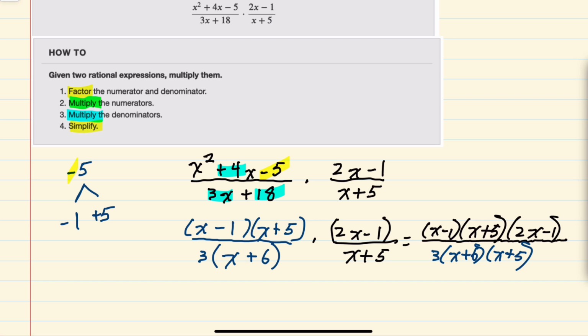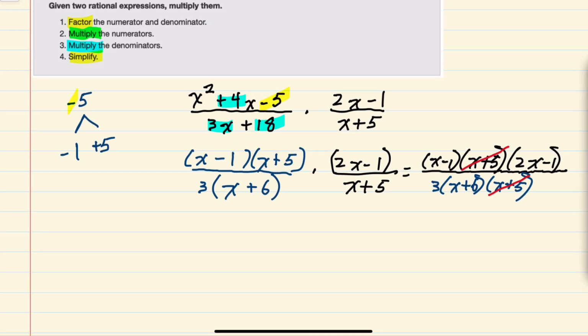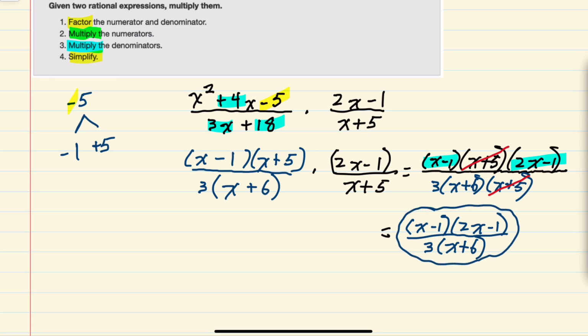Lastly, we're told to simplify. And since everything is factored, I'm looking for any factors that might cancel. And here I can see that I have an x plus 5 in the numerator and an x plus 5 in the denominator. Those will cancel. And so what I'm left with here, now that I've done all of this simplification, is in the numerator, I have the x minus 1 and the 2x minus 1. And in the denominator, I have the 3 times x plus 6. And with no other simplification to do, this would be my final answer.